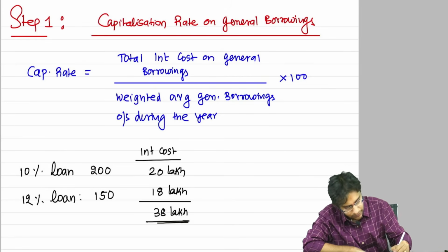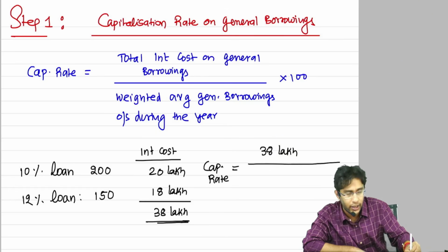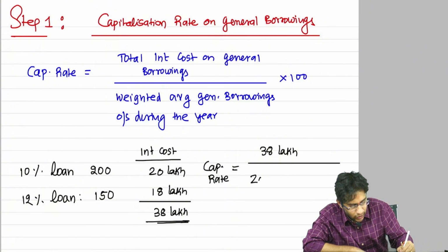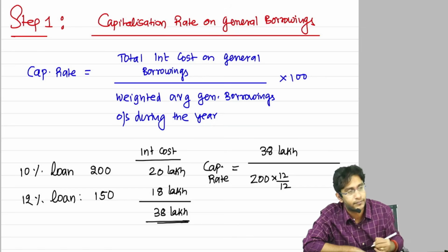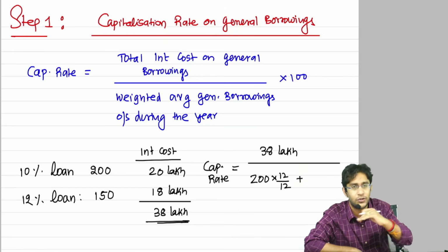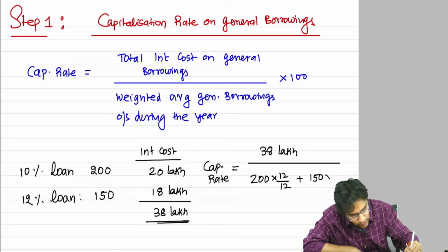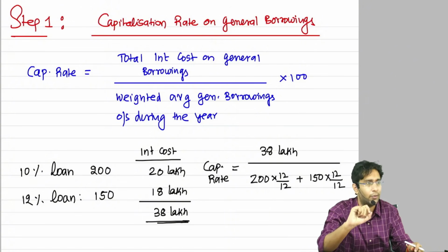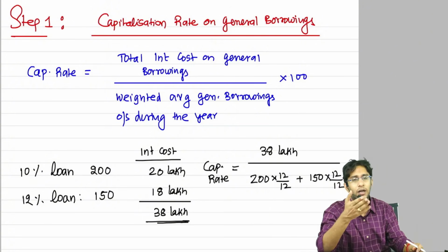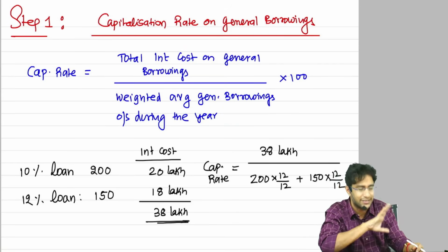So if you apply this formula, capitalization rate is equal to numerator 38 lakhs, denominator, what is your borrowing? First borrowing 200 lakhs. If 200 lakhs is outstanding for the full year, multiply with 12 by 12. 150 lakhs is also outstanding for the full year. That's the reason I directly did 150 lakhs into 12% for interest. So 150 lakhs also is outstanding for the full year, into 12 by 12. Multiplying with the time outstanding, 12 by 12, 9 by 12 and all, that is called weighting. So 12 by 12, whether you multiply or not, the answer will be the same. In this case it doesn't matter. I'll show you the next example where it matters.